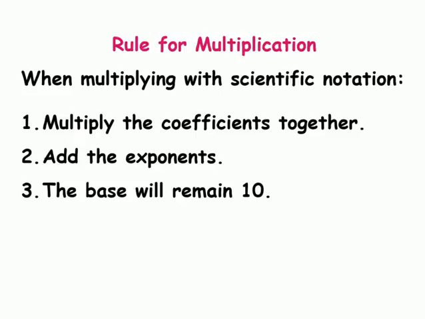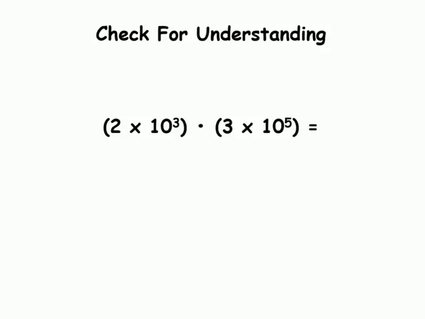Multiplication has a slightly different rule than division here when dealing with scientific notation. When multiplying in scientific notation, you multiply the coefficients together. That's the m value. Then you add the exponents, and the base 10 will remain. So here, I'm going to allow you to press pause on the video. Be sure to multiply the m values and add the exponents and see what we come up with.